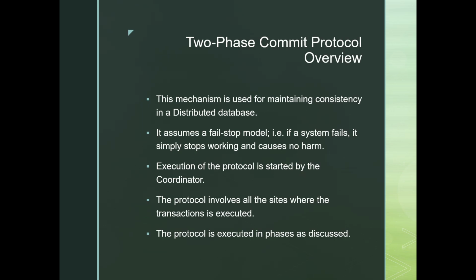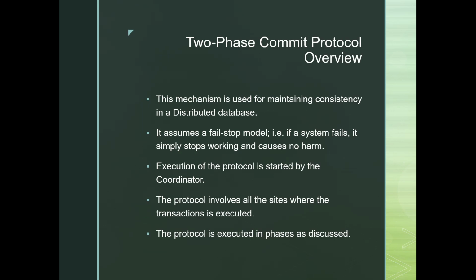Let's say we have three sites, T1, T2, and T3, where the database is distributed. And let's say T2 stops working. It would mean that simply T2 would not respond to any request and it would not cause any other harm, like sending erroneous responses or anything else. The execution of the protocol is started by the coordinator.